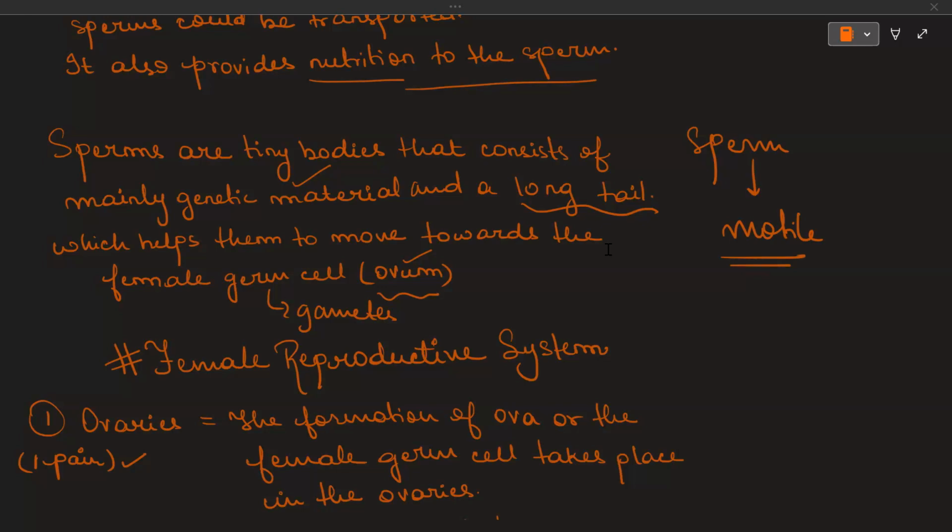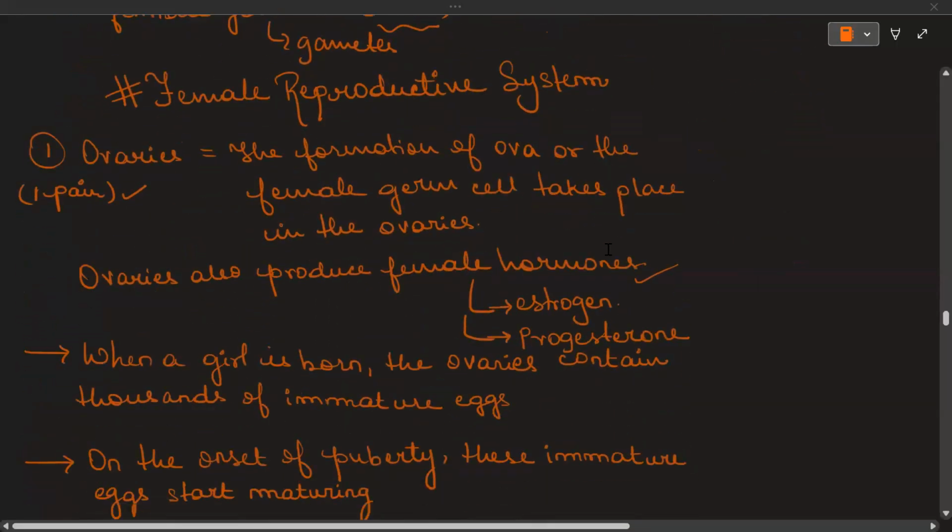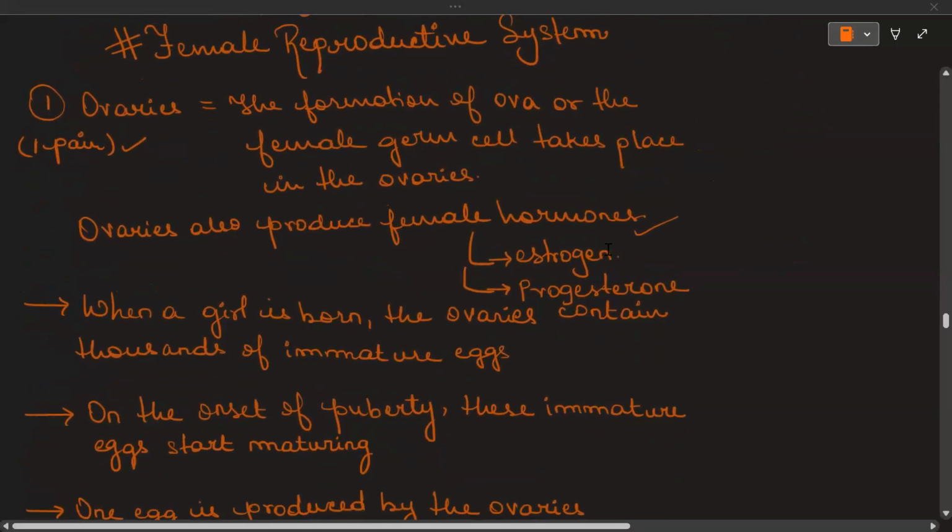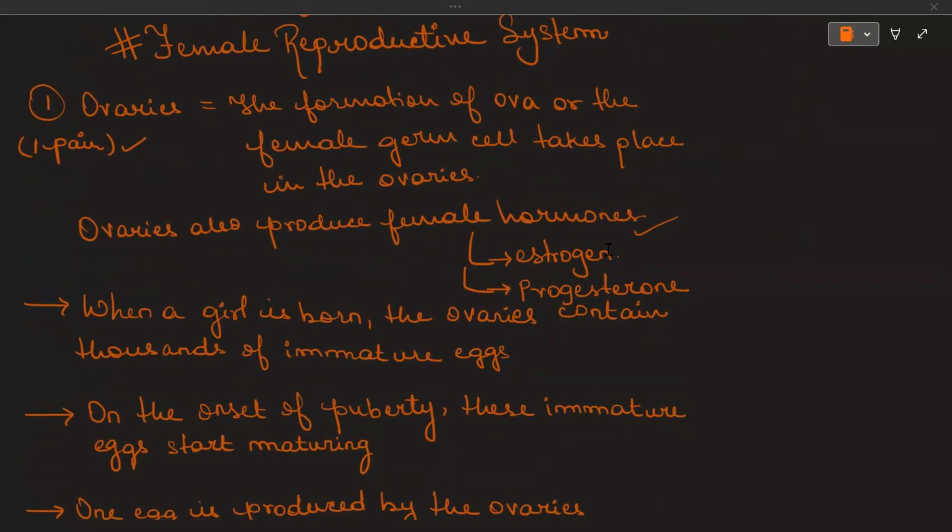Done, ma'am. Everybody is done? Yes, ma'am. Now we'll be talking about the female reproductive system. With that, the male reproductive system is over. Ma'am, do females also have reproductive glands? They do. Okay. All right.